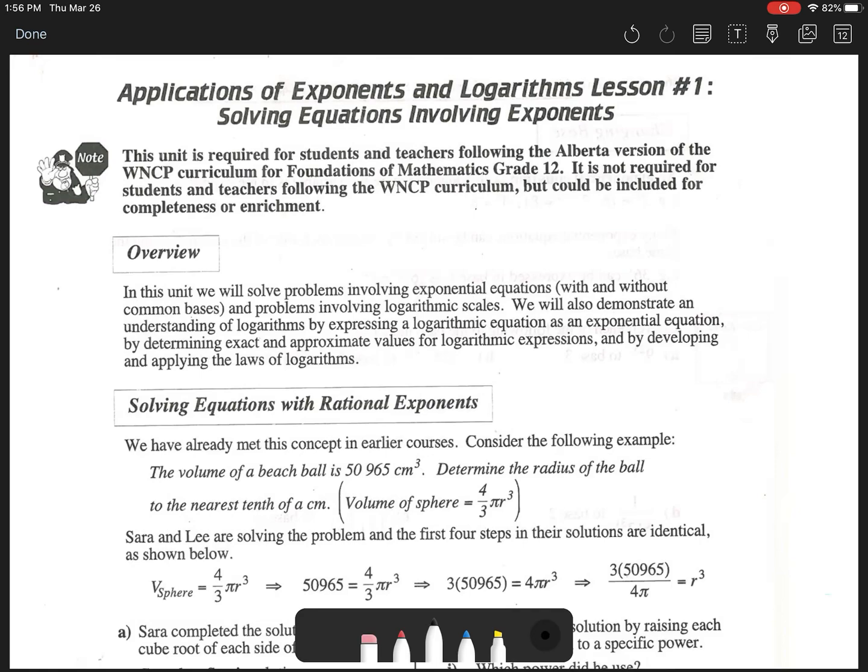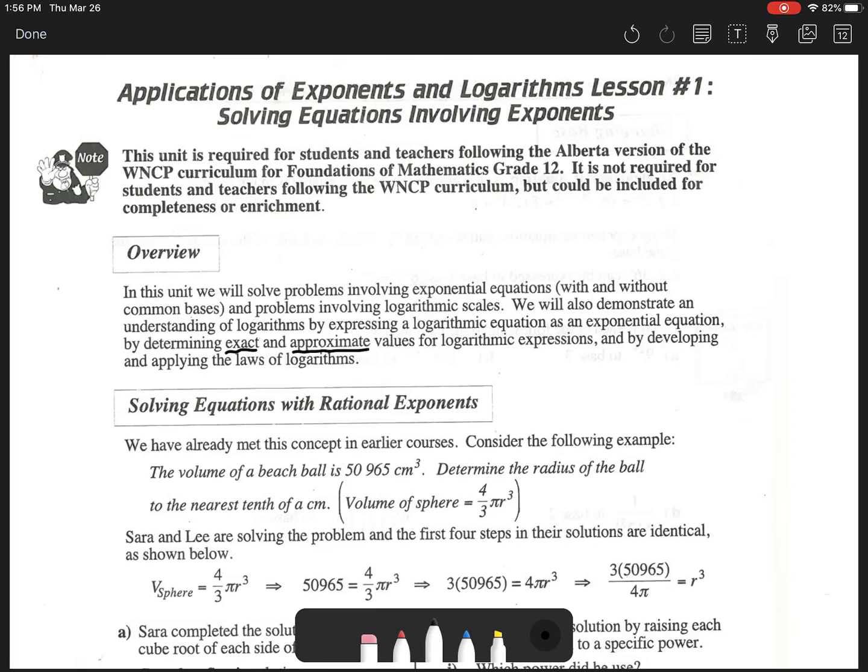So at the top of the page here, under overview, it basically tells us that in this unit we'll solve problems involving exponential equations with and without common bases, problems involving log scales. We'll also demonstrate an understanding of logs by expressing a log equation as an exponential function and by determining both what we call exact and approximate values.